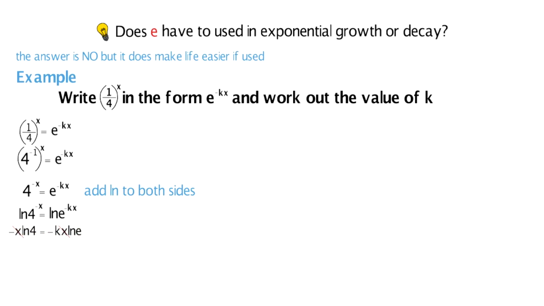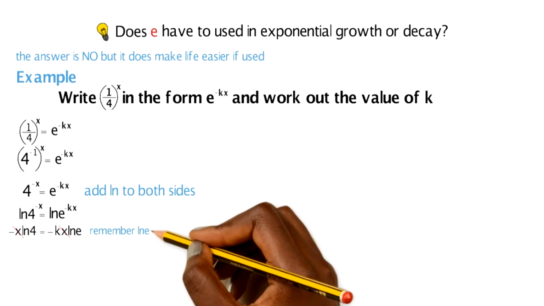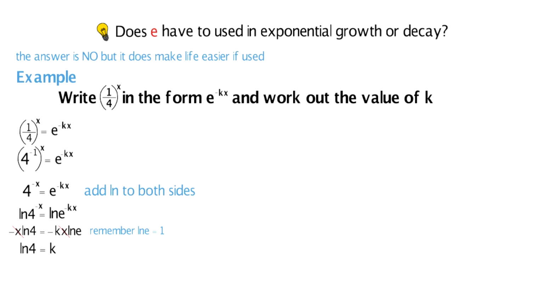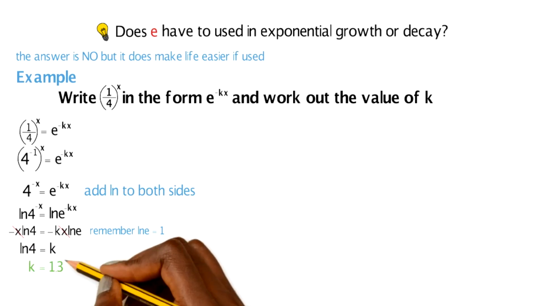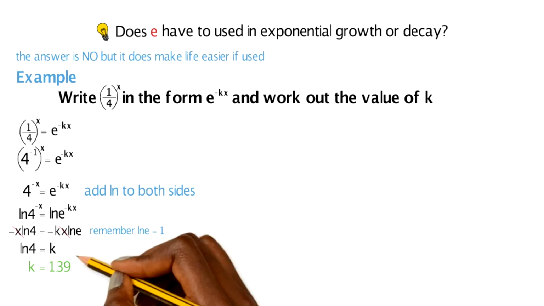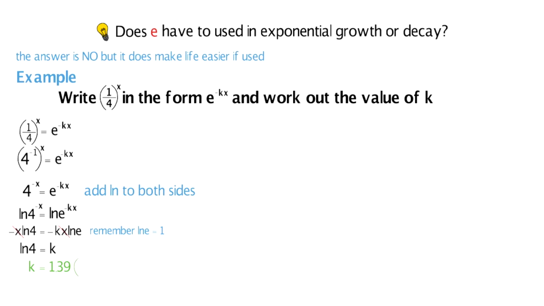The x's on both sides are going to cancel out. And also ln e is equal to 1, so that's going to cancel out as well, leaving us with ln 4 is equal to k. So k is equal to 1.39 if you put that into your calculator, and that's to 3 significant figures.